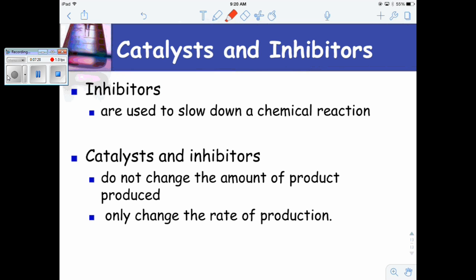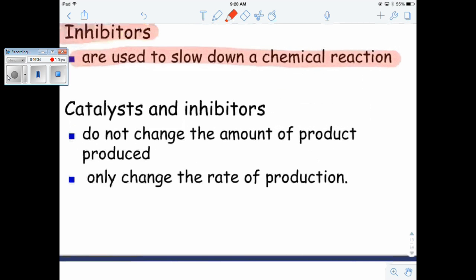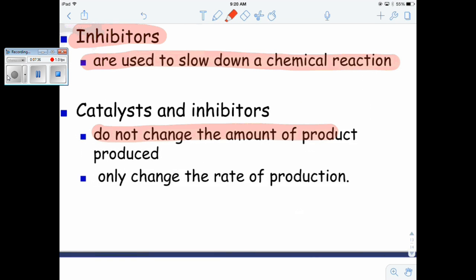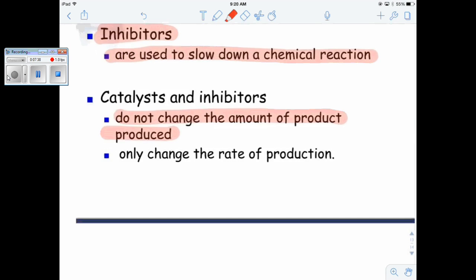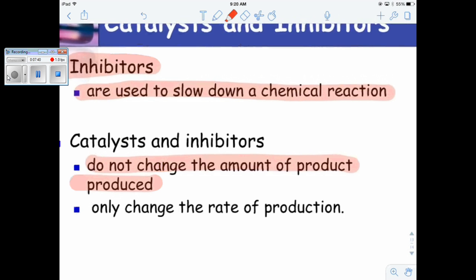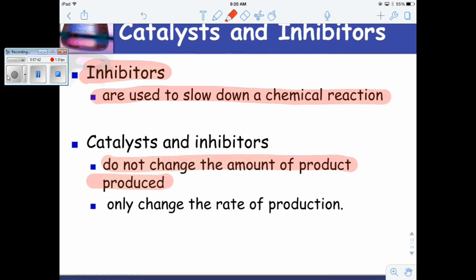An inhibitor is used to slow down a chemical reaction. Once again, they do not change the amount of product produced. They only change the rate of production. All right, and inhibitors can be used. Sometimes it's beneficial to speed up a reaction, especially in business, if you're trying to get something done more quickly. But inhibitors are also used on products where they want to slow down a chemical reaction.